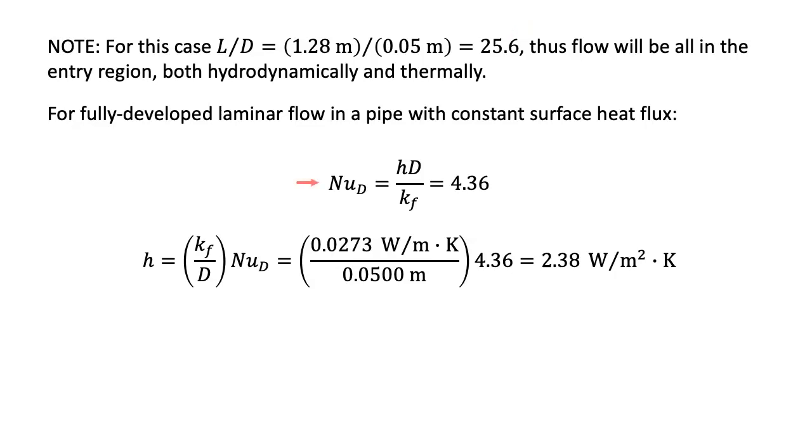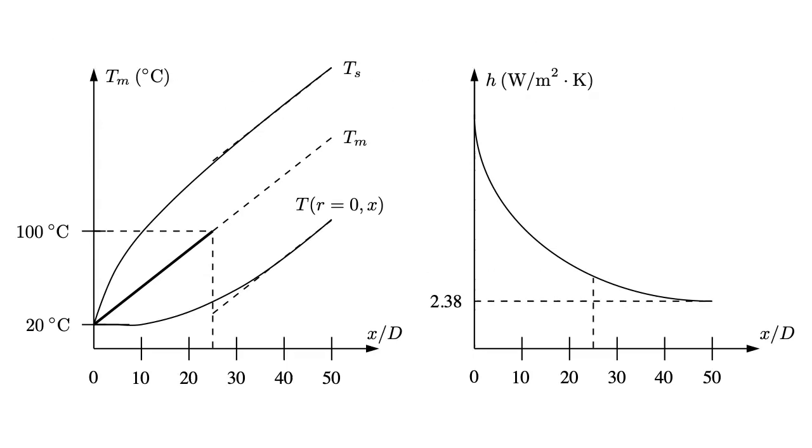For our final calculation, we will use the Nusselt number for fully developed flow with constant surface heat flux to calculate the convection coefficient for these conditions. Plugging in values, we get 2.38 watts per meter squared Kelvin. We are now ready to sketch temperatures and the convection coefficient versus axial location.